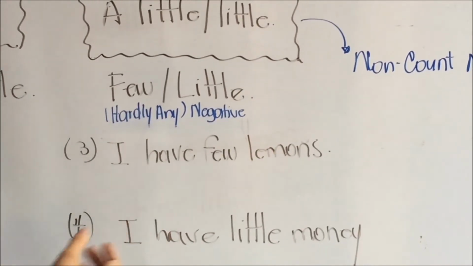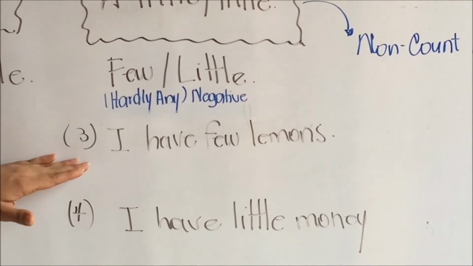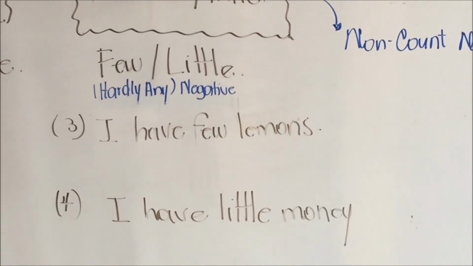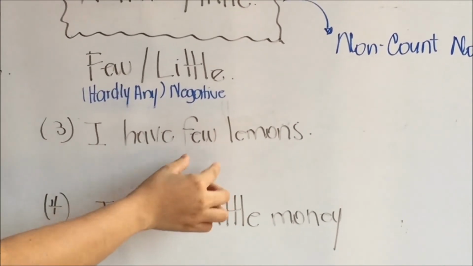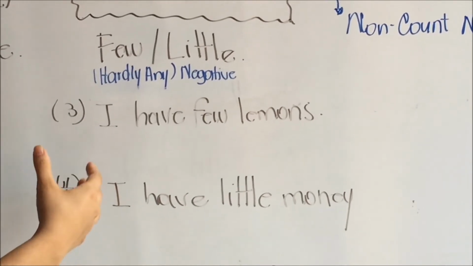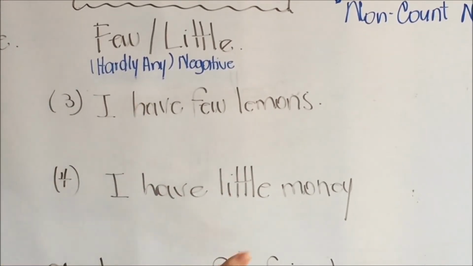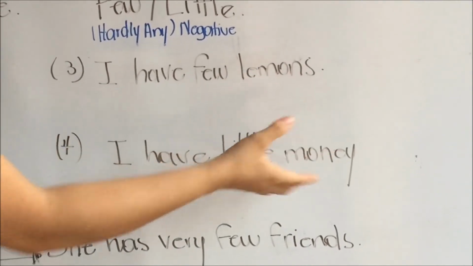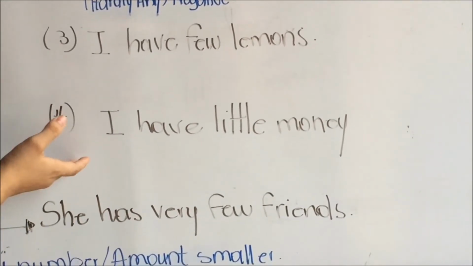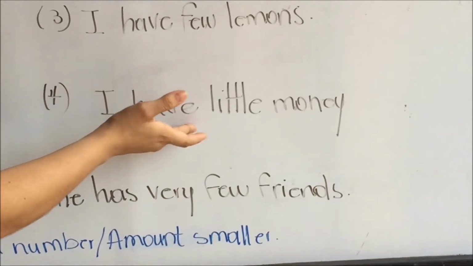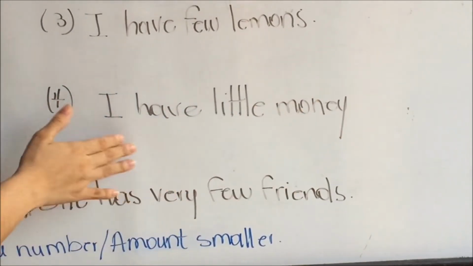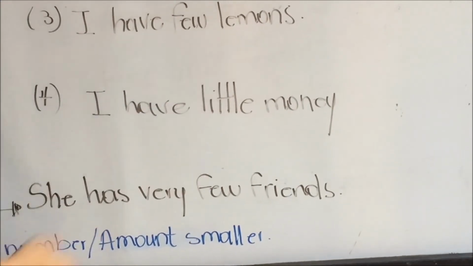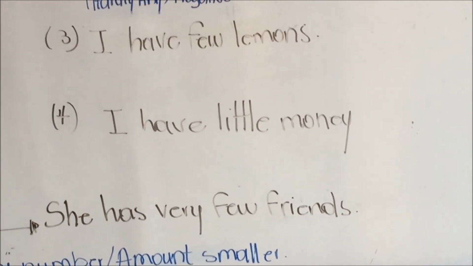It's something negative. For example, in the first example, we have I have few lemons. Few. It means that I wish I had more, but I have few lemons. And few because it's something that we can count. And in the next example we have I have little money. I wish I had more, but I just have little money. So this is the difference.